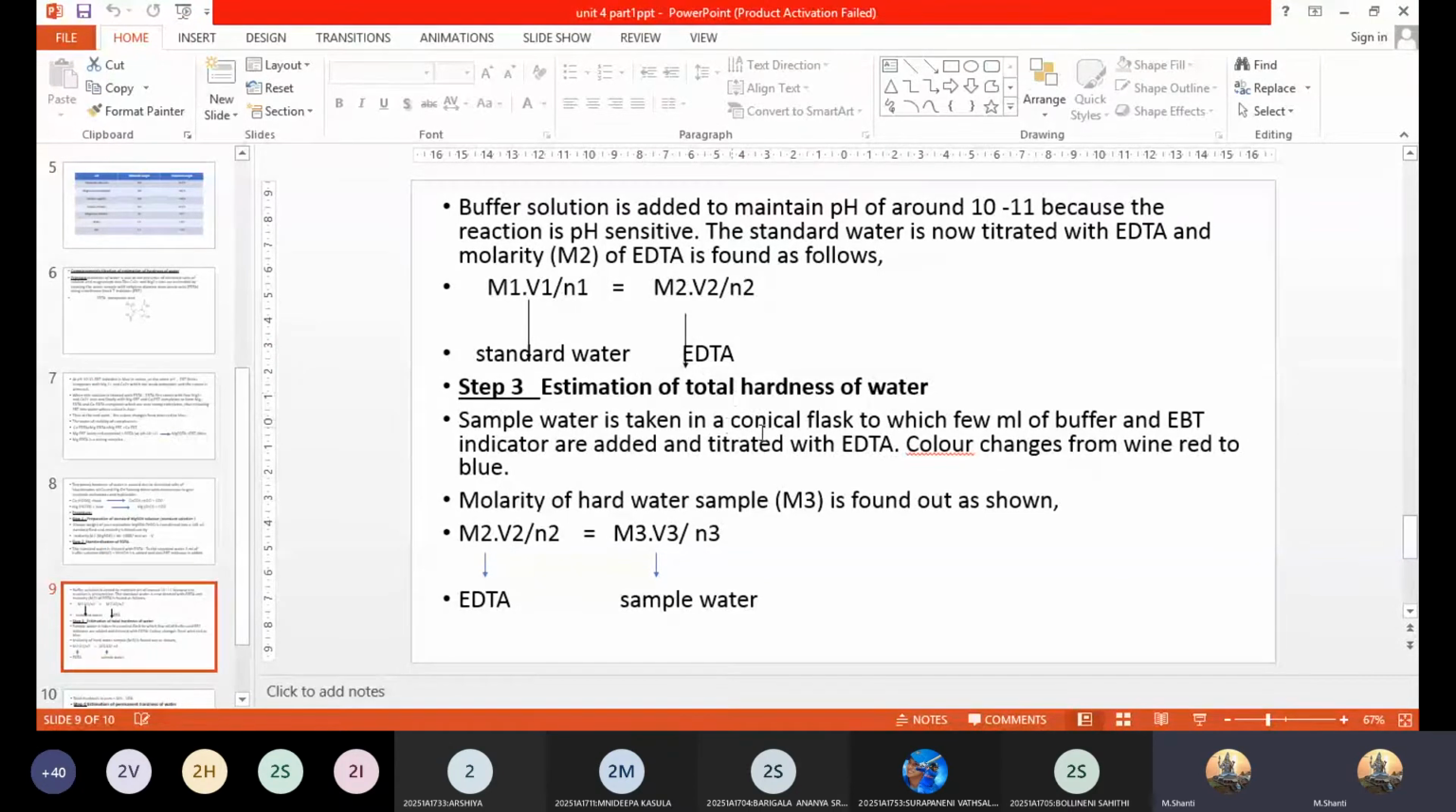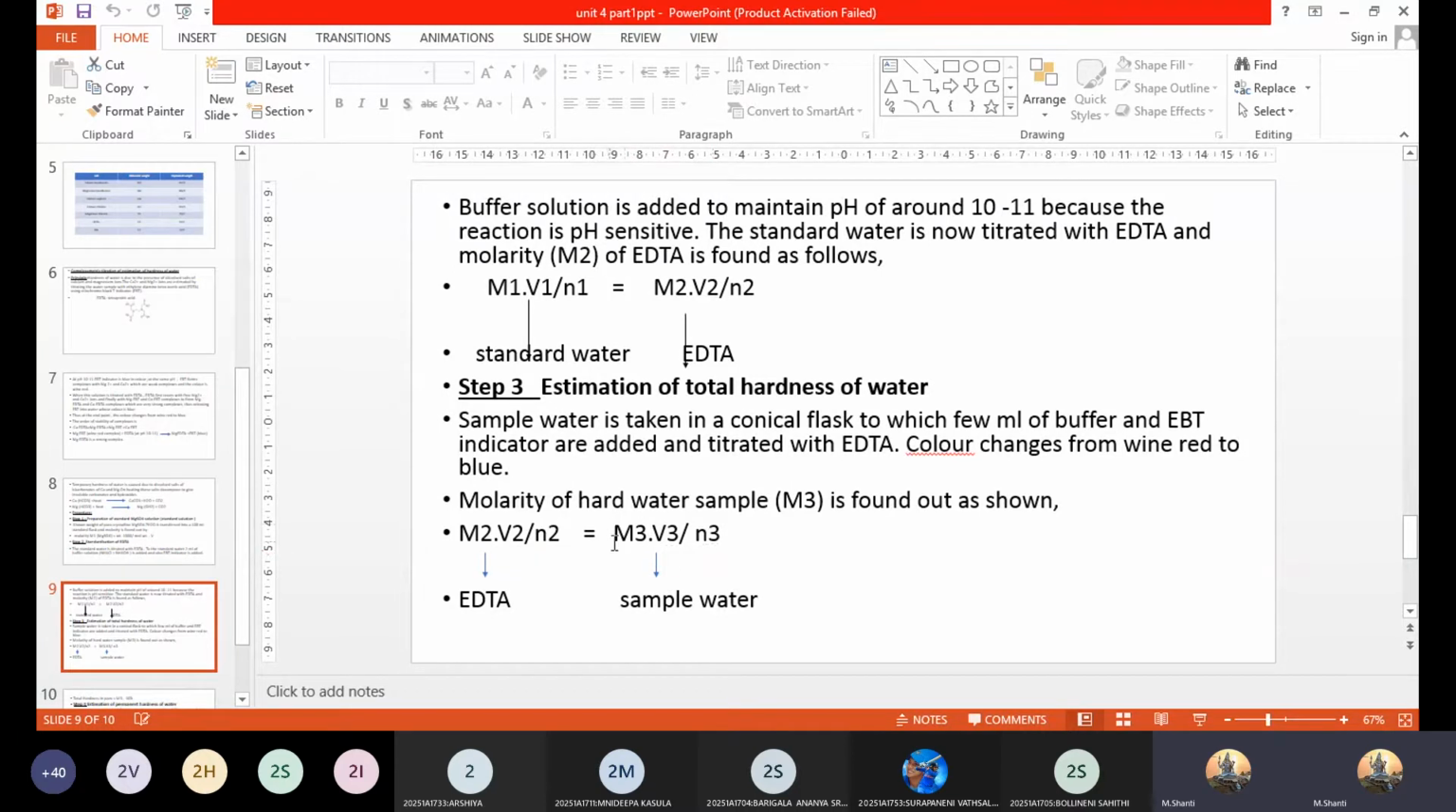Now you can take the sample water, which can be any sample from any area where you are trying to find out the hardness of that water. That must be taken in the conical flask. Understood, girls? Sample water is water whose hardness you're going to find out. That volume will be specified, like 25 or 40 ml, whatever you are taking. That you have to specify as V3. So M2, V2, N2 are given for EDTA. And for sample water, you have M3, V3, and N3.